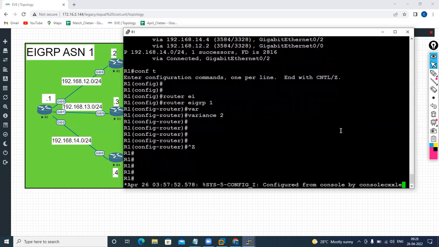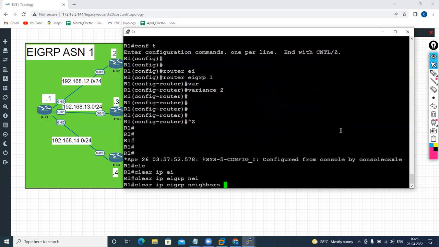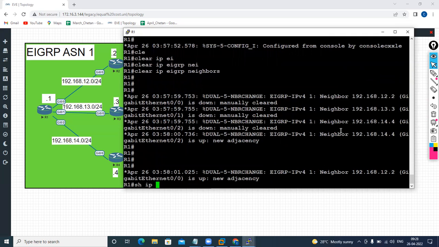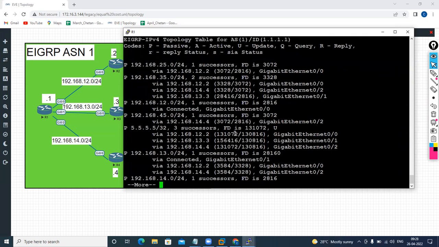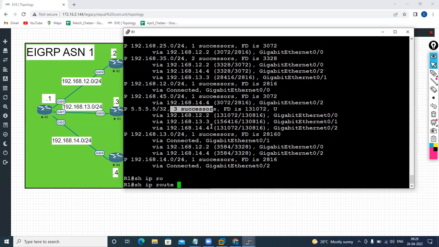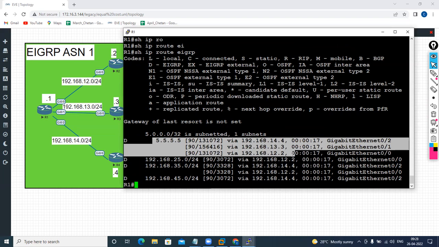Now clear? EIGRP. Now check the topology table. Show IP EIGRP topology. Enter. Can you see how many successors now I have? 3 successors. Clear? Now it is using all the 3 paths to send the packets to the destination. Show IP route EIGRP. Can you see? Now it is using all the 3 paths. This is how we do unequal cost load balancing using variance.